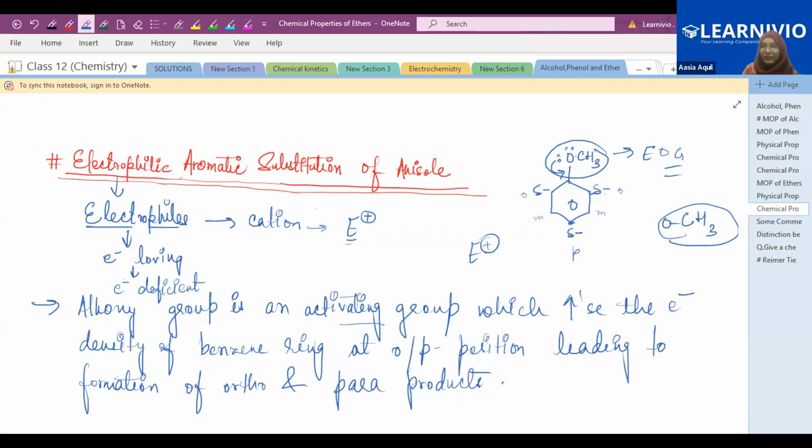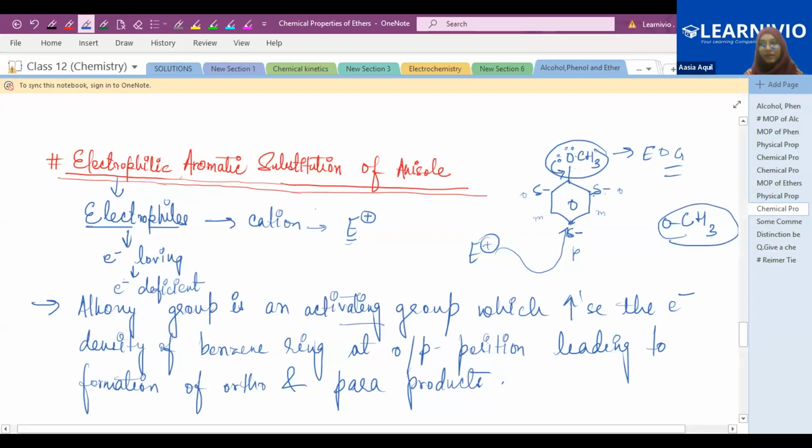And you know very well this electrophile is a cation, right? It loves electrons. So where will it attack? Where the electron density is high. It means the electrophilic aromatic substitution of anisole will give you the ortho and para directing product. Ortho and para products you will get.